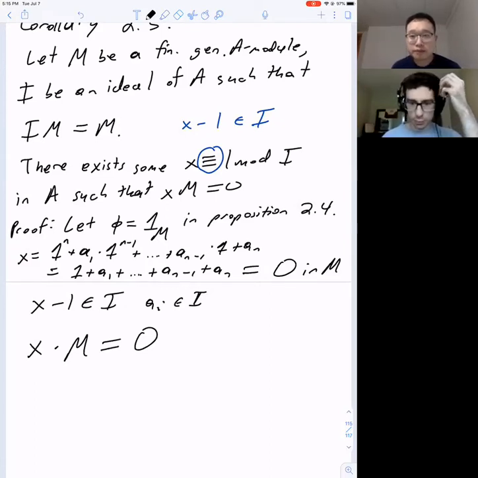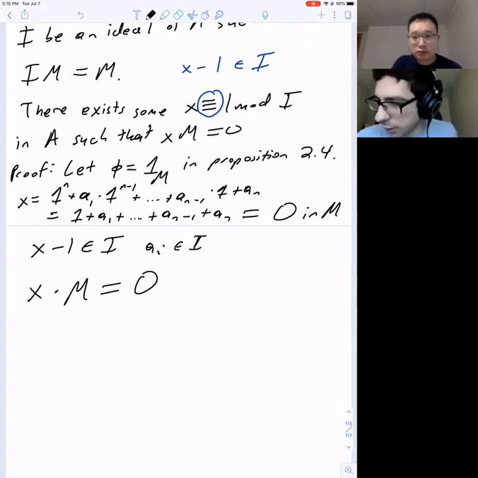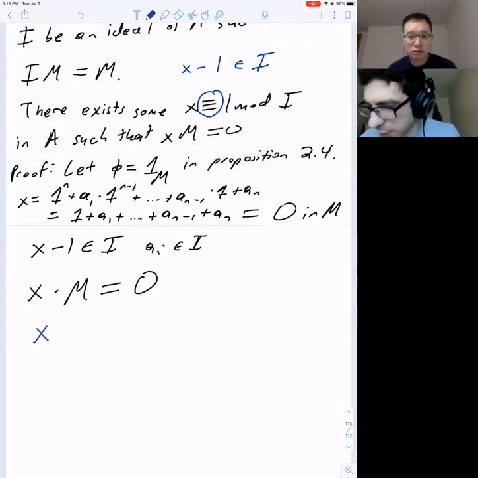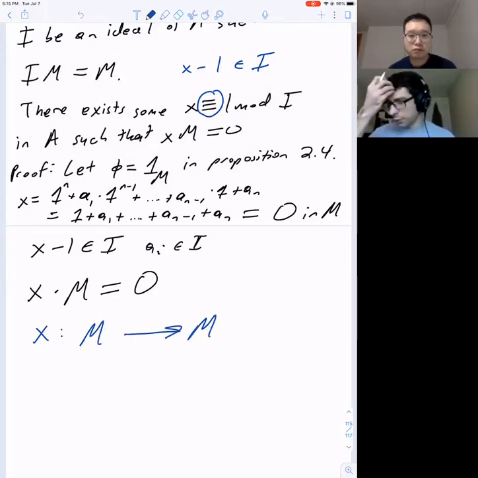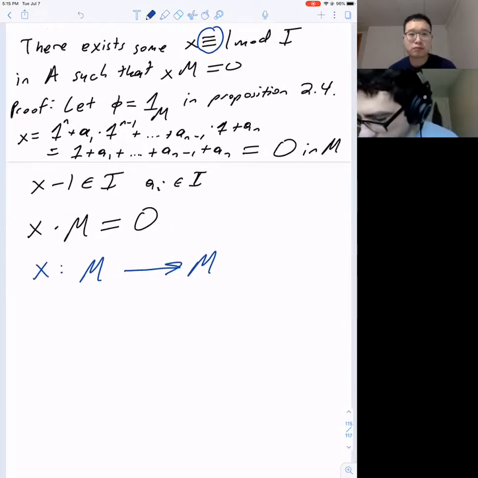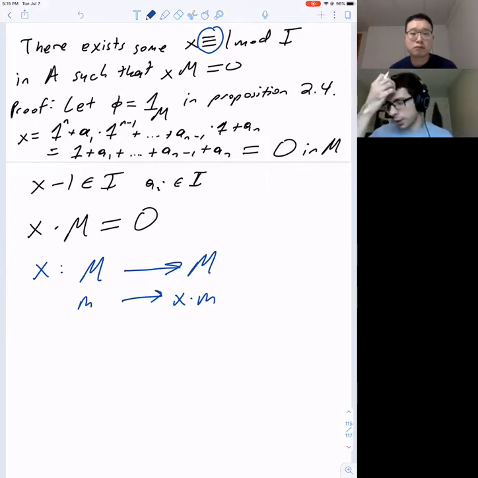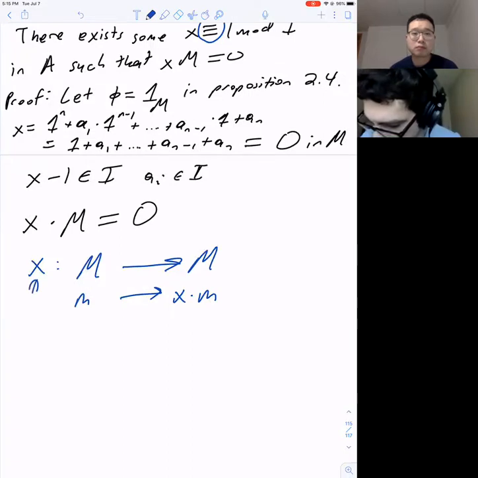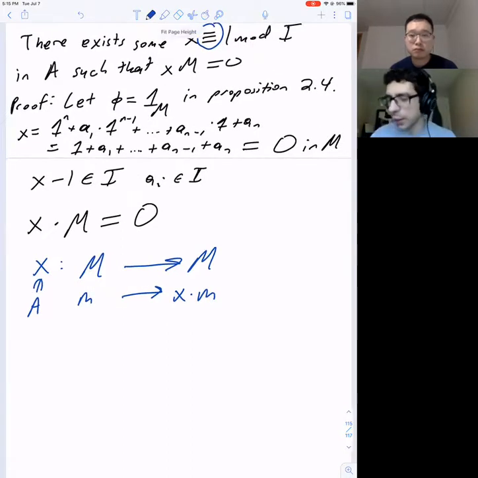Yeah, I'm good. So actually, let me clarify. X is not the element of the ring. X is a map from M to M, where m is mapped to x times m. So this X map is an element of A, but I mean it is the term regarded as a map. Yes, regarded as a multiplication by a constant map.